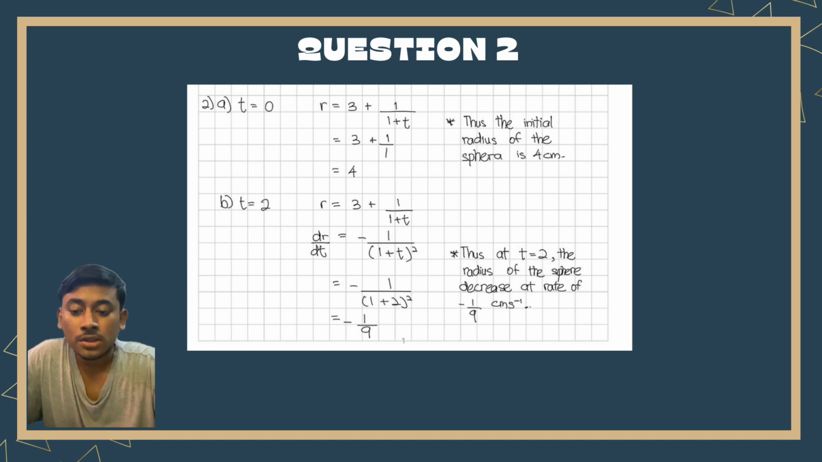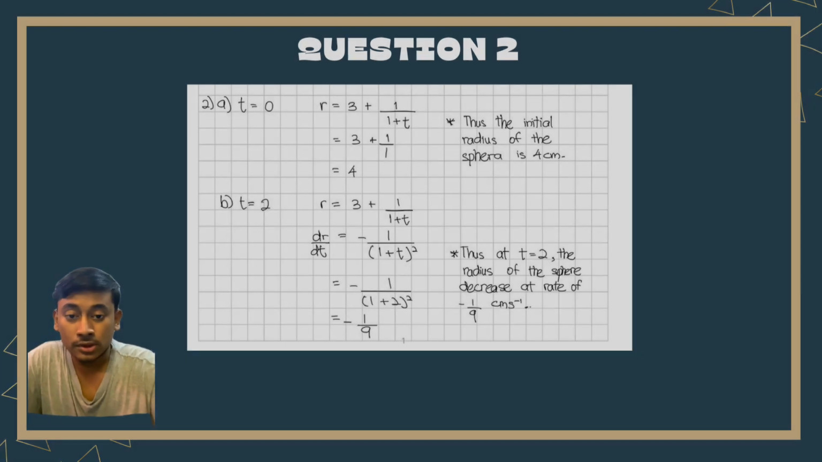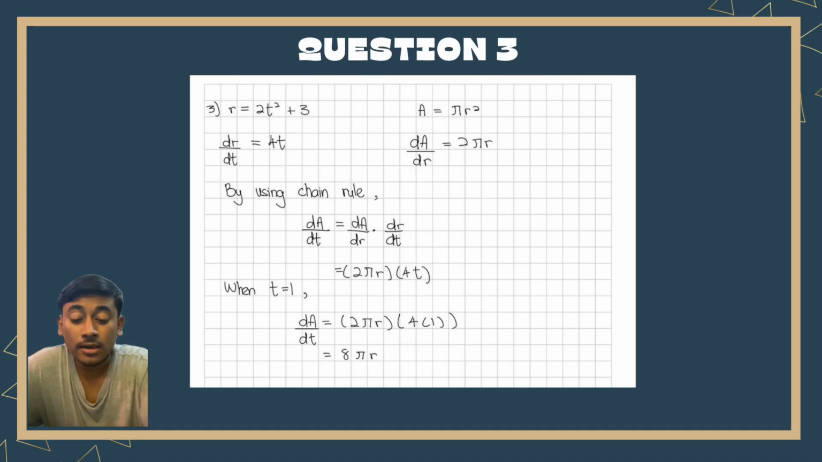For question 2b, determine the rate of change in the radius when t equals 2. So first we must differentiate the equation of r, which gives negative 1 over (1 plus t) squared. Then we substitute t. For question 3, determine the rate of change of the area when t equals 1. So first of all, we must differentiate r, and we got 4t.